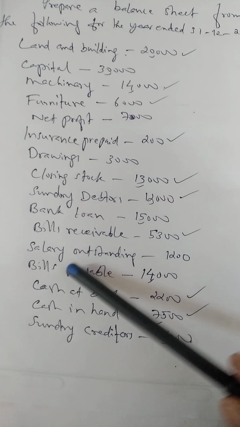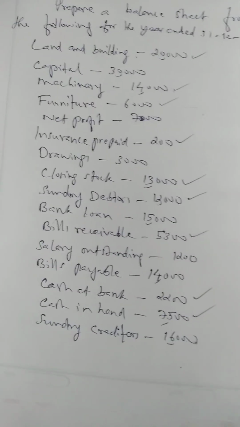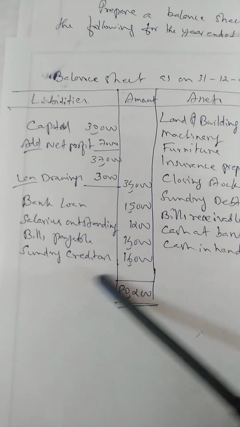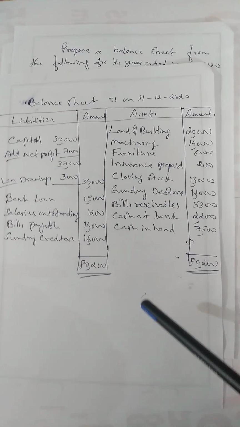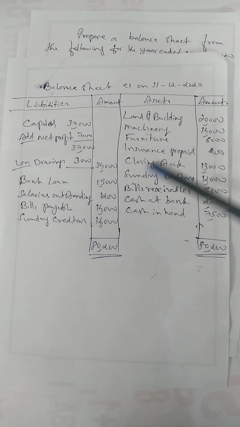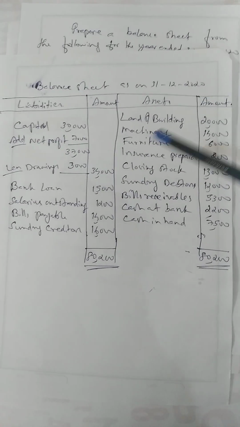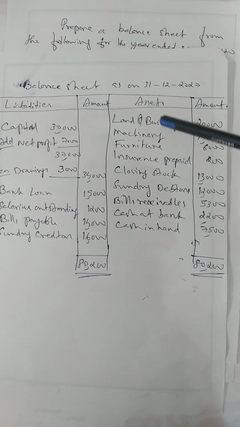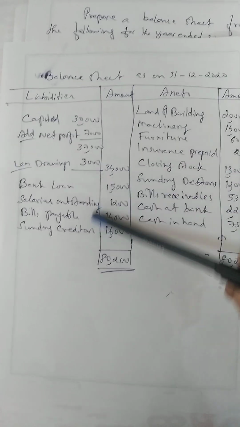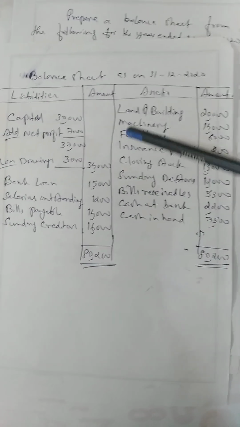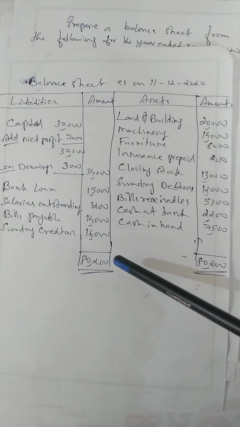And the bills payable, then sundry creditors. So all these items are liabilities which are shown here: bank loan, salary outstanding, bills payable, sundry creditors. After posting all the items on the respective sides, identify assets and liabilities from the question first, then post all the assets on the asset side and all the liabilities on the liability side. While writing capital, net profit and drawings, do like this. Then total both the columns.